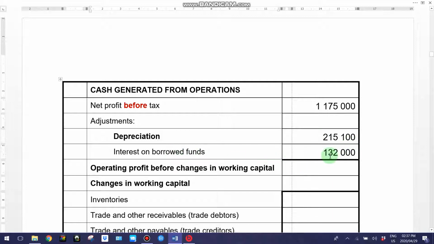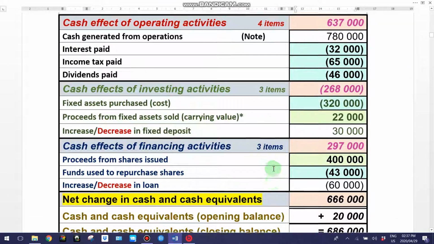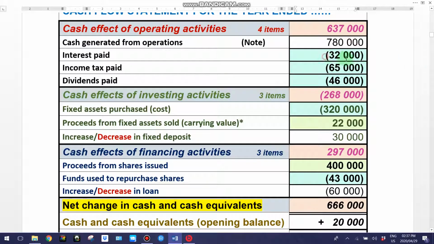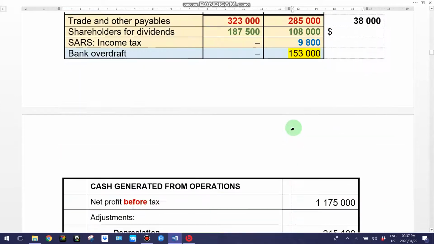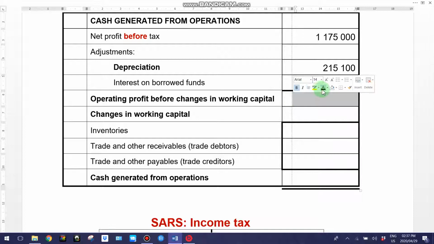The reason we add back interest here is because I told you earlier on that interest is a material item that must be disclosed separately. So if you look at your cash flow statement on the top here, we had interest paid. We're subtracting it there, so because we are showing it on the face of the cash flow statement, we add it back here. It's not a non-cash item. It's being paid. We're adding it back here so that we can subtract it on the cash flow statement, right? Being a material item. So this is the first part of this note, and then you'll get a total.